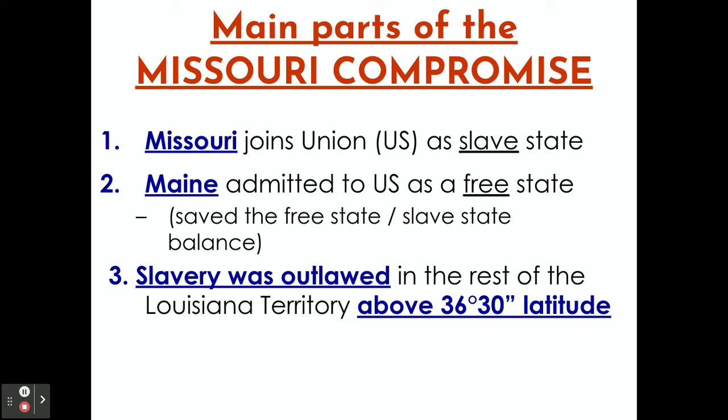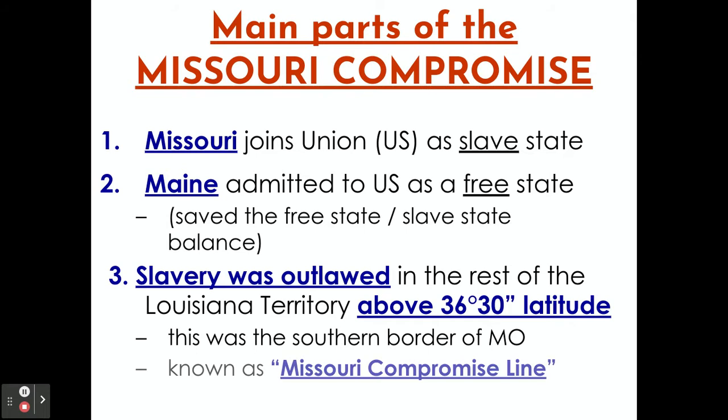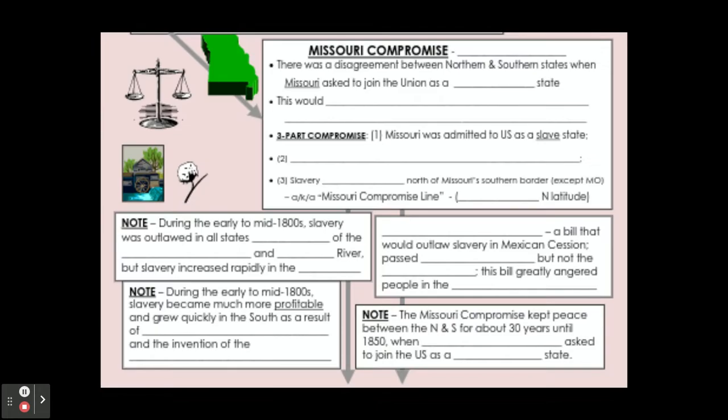They say slavery is going to be outlawed in the rest of that Louisiana territory above the 36°30' north latitude line, except for Missouri. We'll look at a map and I'll show you in a second. That's the southern border of Missouri. So except for Missouri, which will be a slave state, everything else above that line is going to be free. That's how they're going to settle this problem for years to come. It's called the Missouri Compromise line.